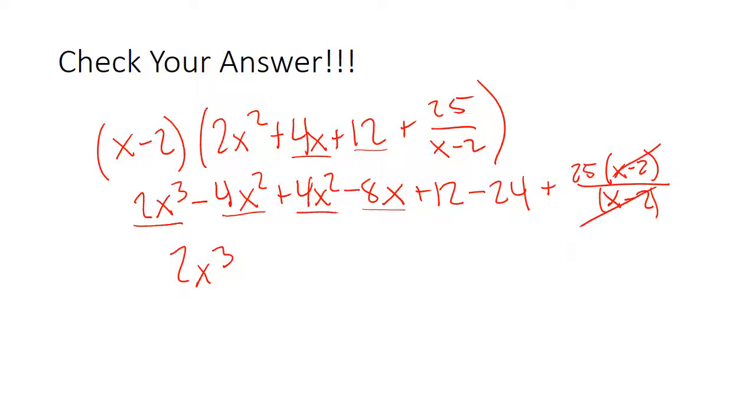This is our only x term, so we have minus 8x. Ooh, I think this was supposed to have an x in it, because 12 times x is 12x. So that's actually going to be plus 4x. And then minus 24 plus 25 will be plus 1. And so is that what we started with? It sure is. So we're good.